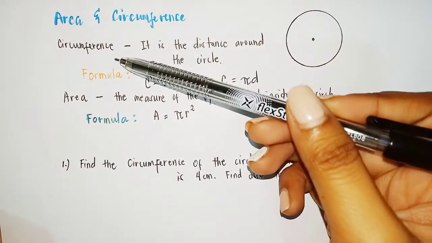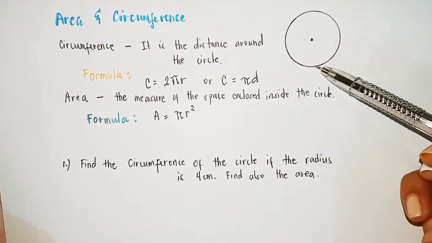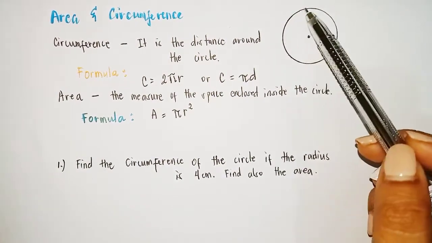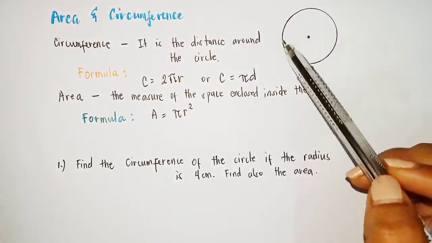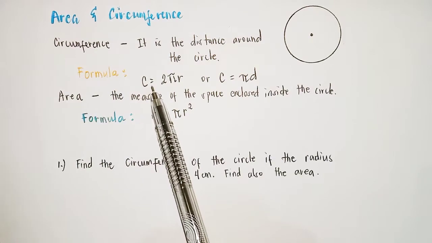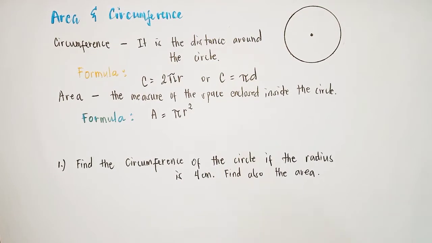So when we say circumference, it is the distance around the circle. Ito yung tinatawag nating circumference. Ibig sabihin, ang mini-measure natin is yung distansya nitong circle nito, or gaano kahaba itong nakapalibot na ito. That is what we call the circumference. And the formula for the circumference is, meron tayong dalawang formula. We have the circumference is equal to 2 pi r, or circumference is equal to pi d. It depends on the given kung anong formula ang gagamitin nyo, or it depends on you kung saan kayo mas comfortable na gamitin ang formula.